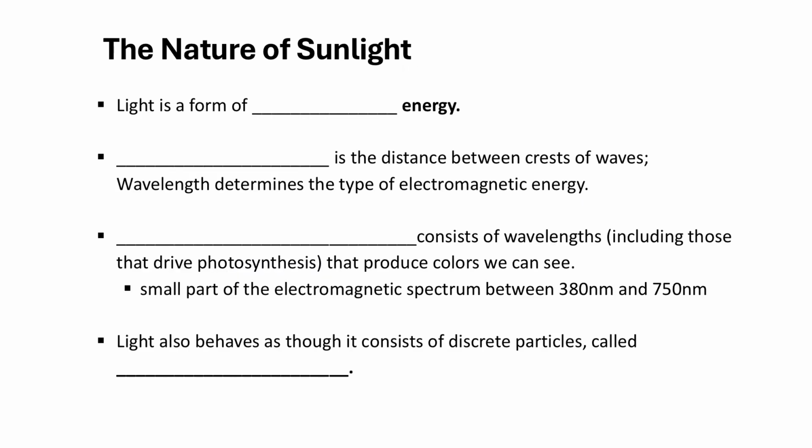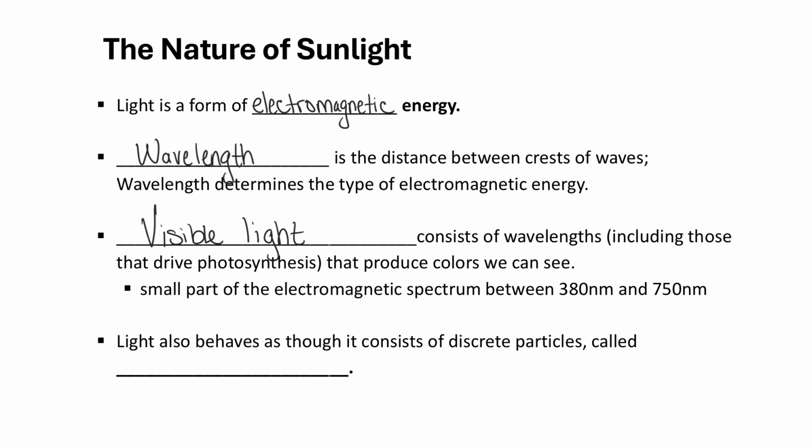Let's talk a little bit about light, because in order for photosynthesis to happen, we are going to need energy in the form of light from the sun. So what exactly does that mean? Light is a form of electromagnetic energy. Electromagnetic energy travels as waves, and we can measure the distance between the crests of waves, and we call that distance wavelength.